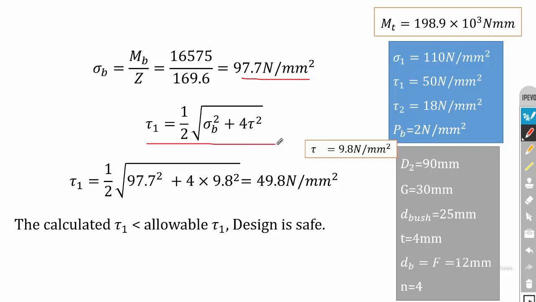Now the combined shear stress can be calculated by using half root of sigma b square plus 4 tau square. Sigma b we have calculated, tau we have calculated, so you can substitute those and calculate the value of tau 1. Here this tau 1 should be less than the allowable tau 1. The calculated value is actually 49.8 and it is less than the allowable tau 1 value. In case the tau 1 value is greater than the allowable value, then you have to revise the diameter of the bolt. Remember that.